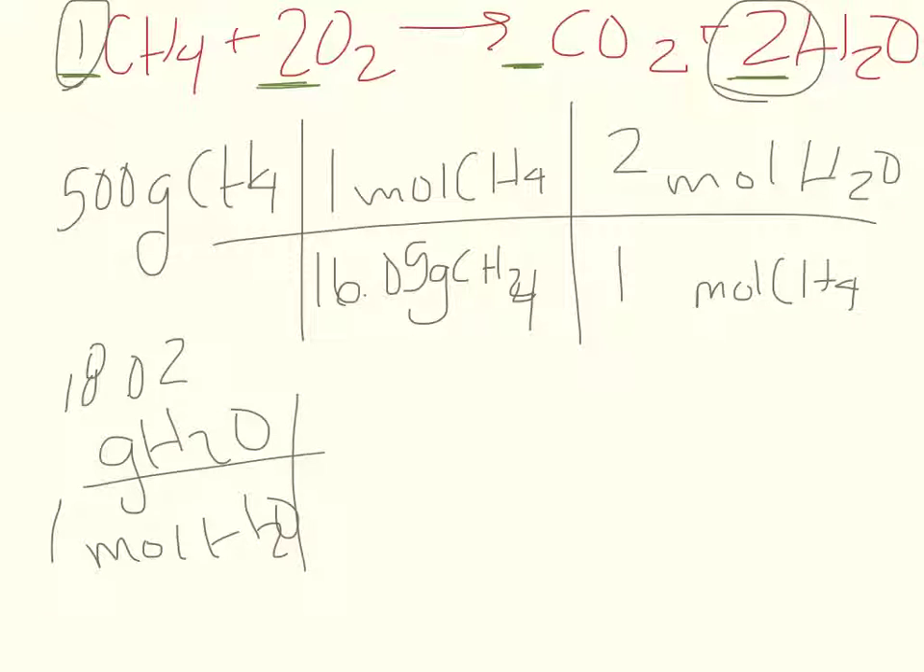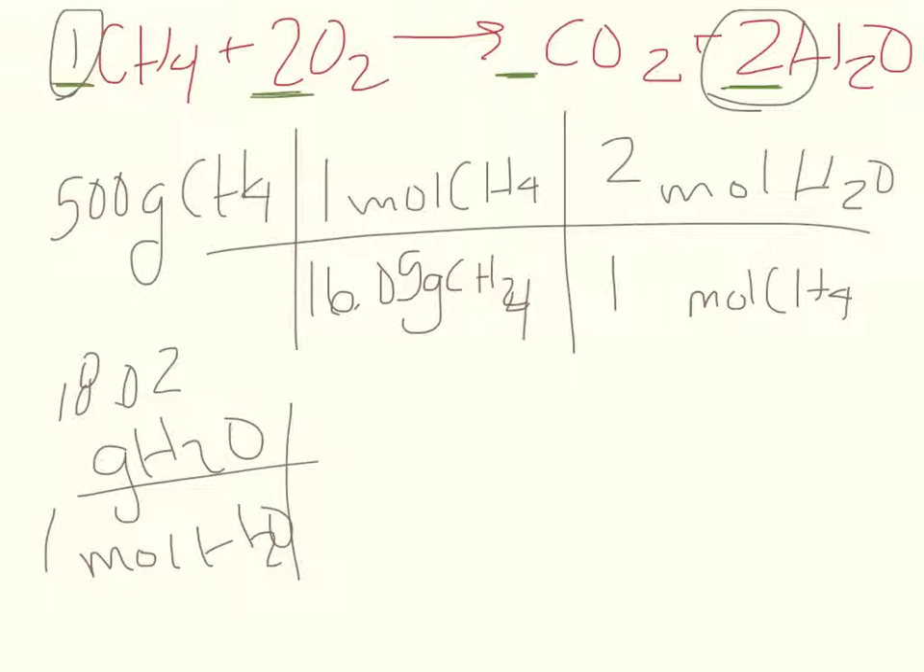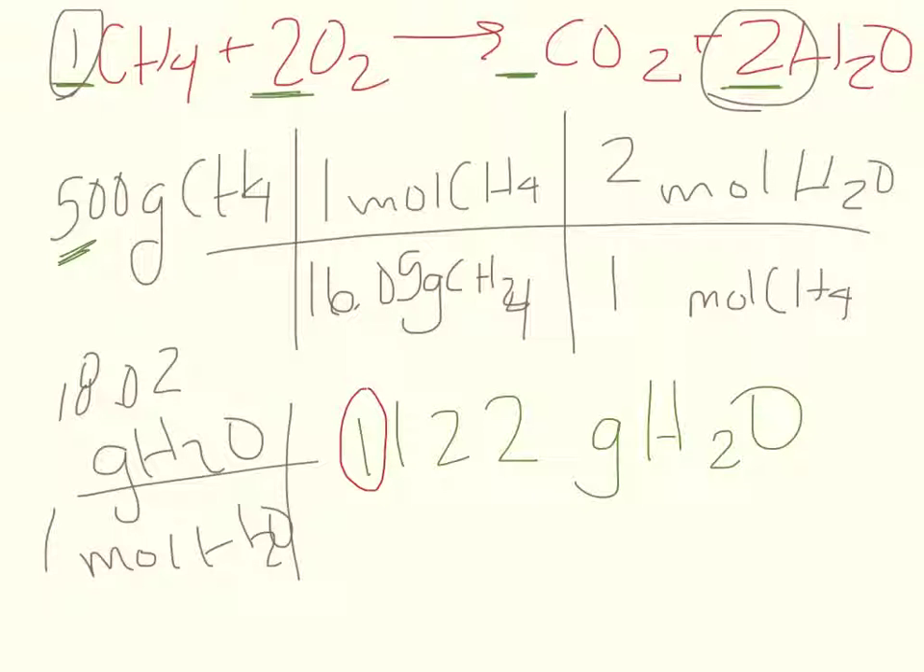So when I plug and chug that into my calculator, my final answer is 1122 grams of water. I look back at my initial number. It has one significant figure, so now I can only have one significant figure in my answer. My first significant figure is my 1, so the number after that, since it's less than 5, I keep my 1, and I change everything else to zeros. So it becomes 1,000 grams of H2O.